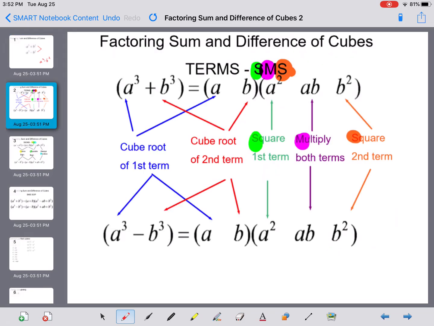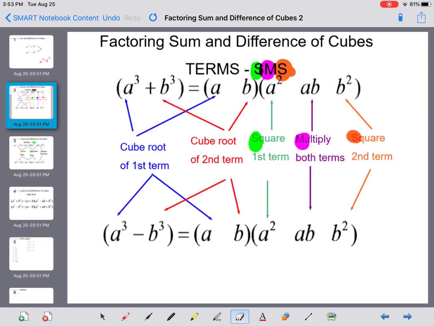Now, we're going to go through the process and how we get some of these things, and then I will show you the overall big picture. So you may not need to copy all of this down. We're going to start off over here where we have either our sum of two cubes or our difference of two cubes, and we're going to show how we get all of this as we progress through.